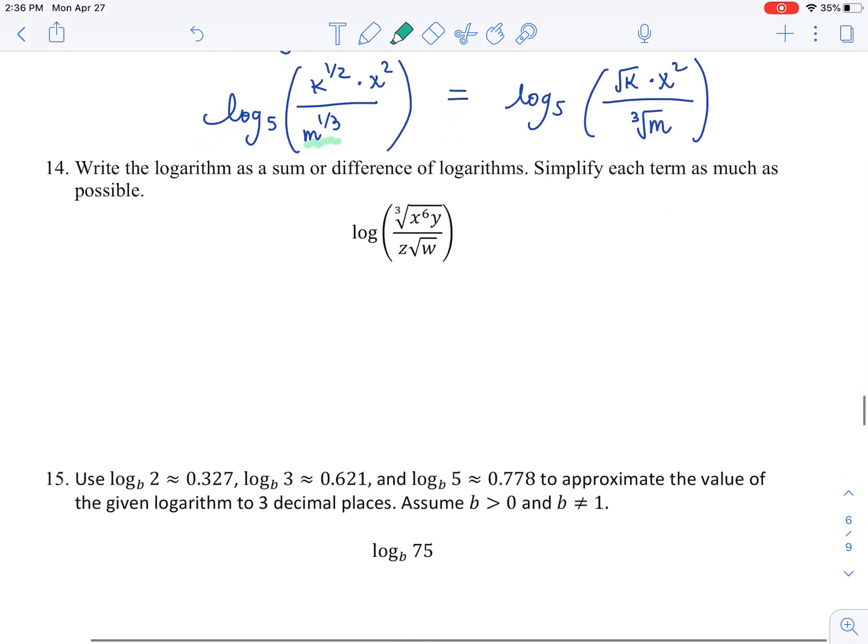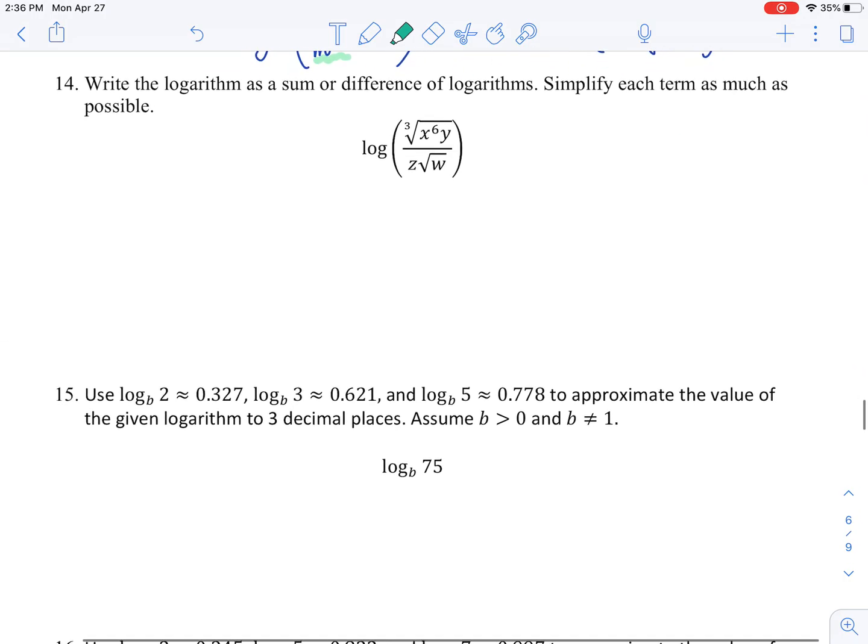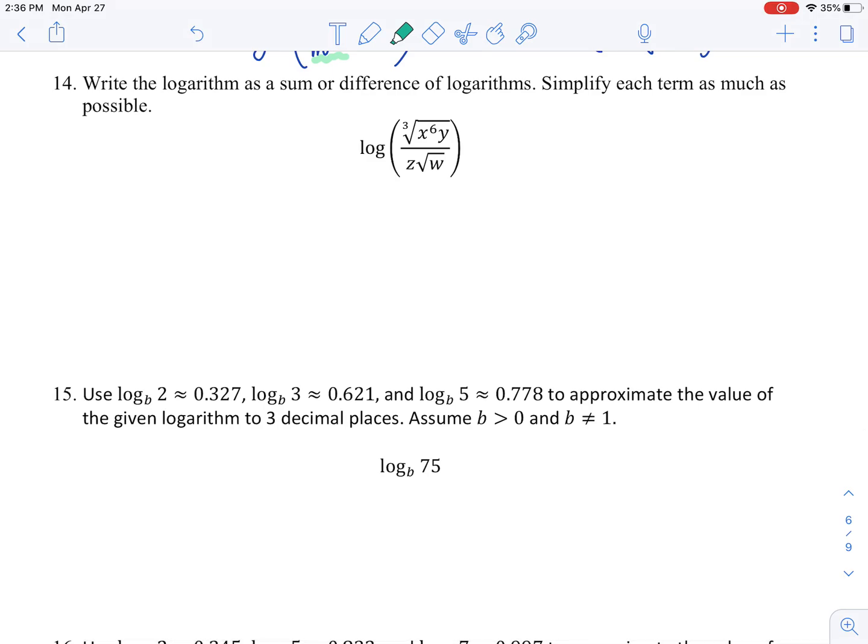All right, 14 is going backward. We have a single log. We're going to separate this and write this as long as we can. We're expanding this log. It's kind of tricky. I'm going to go ahead and do some work before I separate these though. I'm going to rewrite this as log of, take a look at what I'm doing real quick, x to the 6th power times y, which is getting raised to the 1/3 power. And z, I'm going to say z to the 1st power, because that's what z is. And w to the 1/2 power. Let me do that, okay?